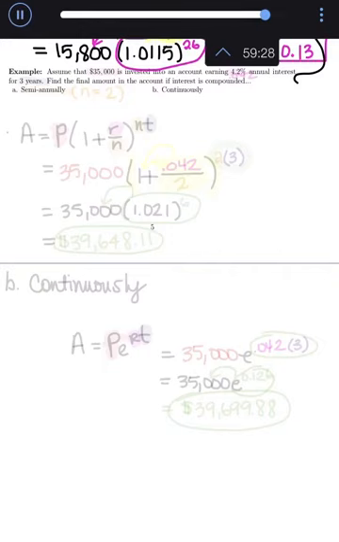At one last example. Compounding interest again. Now this first one, we're going to assume that $35,000 is invested into an account earning 4.2% annual interest for 3 years. In part A, we're going to look at compounding the interest semi-annually. That means a certain number of times per year.